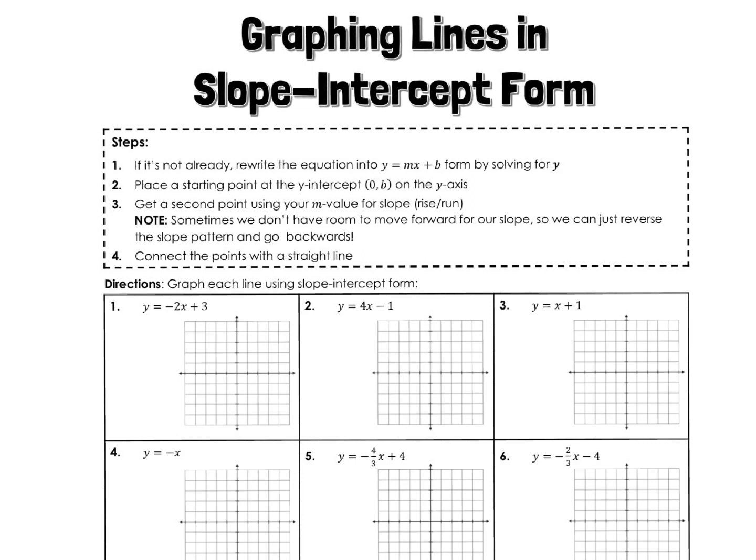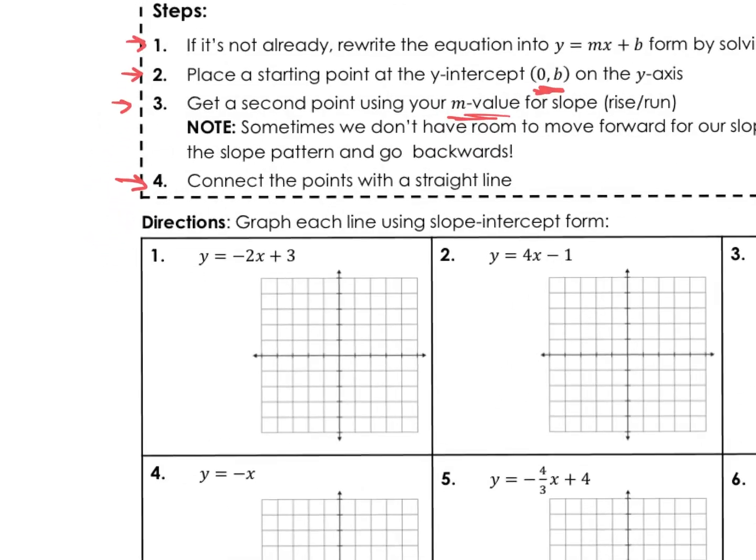So it says, if it's not already, rewrite the equation into y equals mx plus b form by solving for y. Place the starting point at the y-intercept, which is b, on the y-axis. You're going to get a second point by using the m value, which is the slope, or the rise over the run. And then you're going to connect the points. So let's do number 1 together.